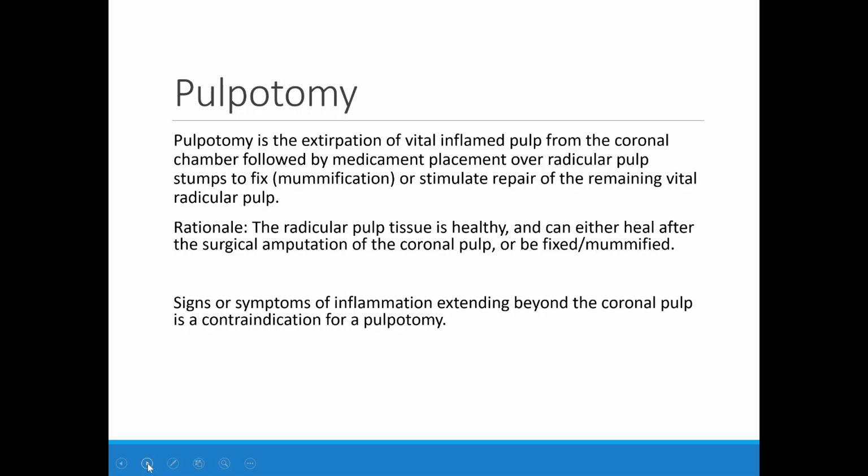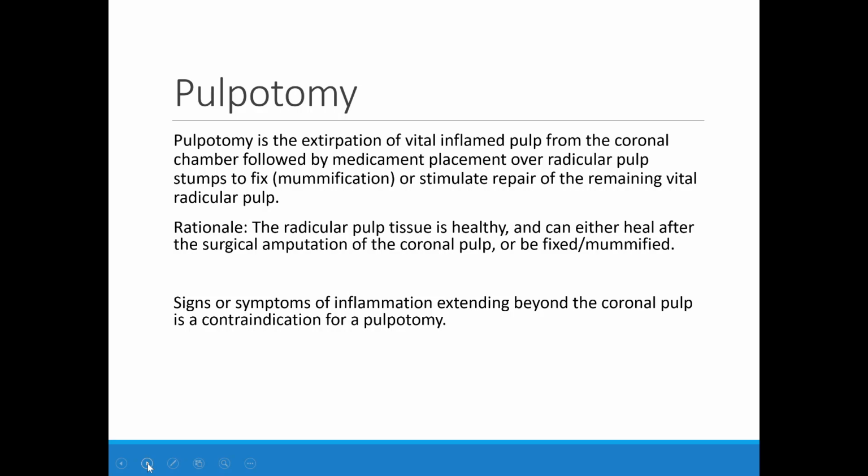So, what is the rationale in this method? The radicular pulp tissue is healthy and can either heal after the surgical amputation of the coronal pulp or be fixed or modified. And of course, it will lead to physiological resorption of the roots of primary teeth, which is the normal situation. Signs or symptoms of inflammation extending beyond the coronal pulp is a contraindication for pulpotomy.